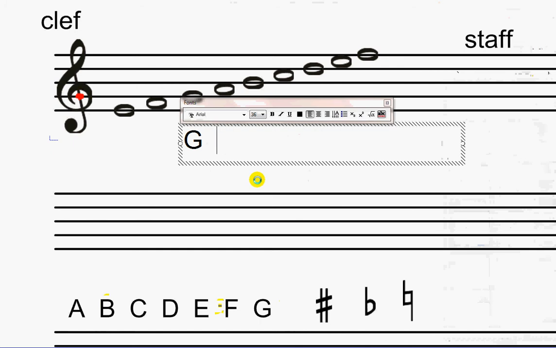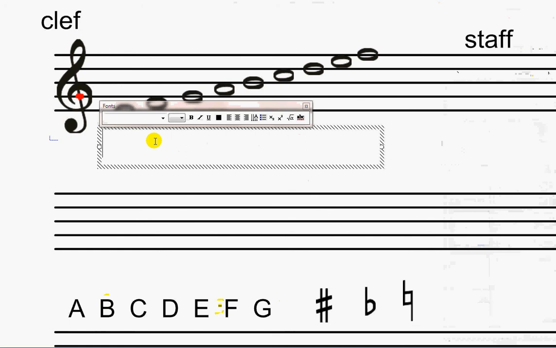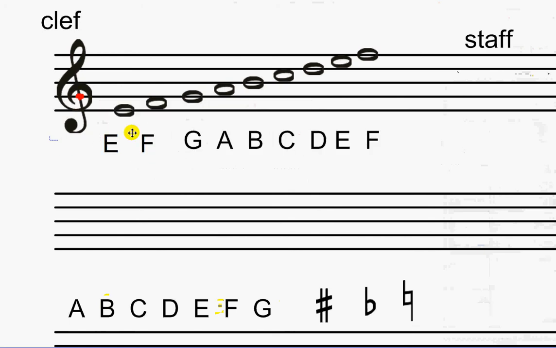Our next note would be A. We go through the tunnel and we come out the other side for A. Our next note would be B. Our next note would be C, D, E, and F. And then before that, we have a couple of letters to name also, and those should be pretty easy to figure out what they are. E and F, and those aren't aligned exactly right.